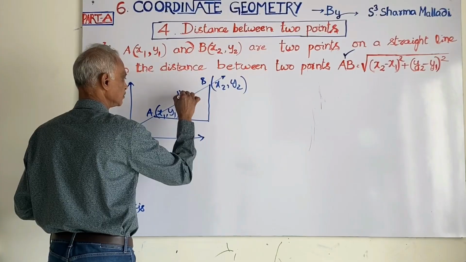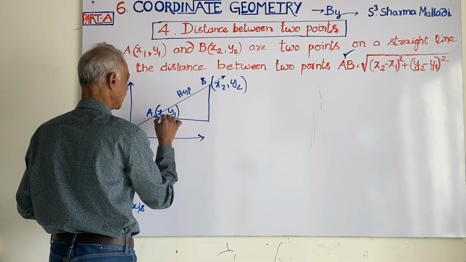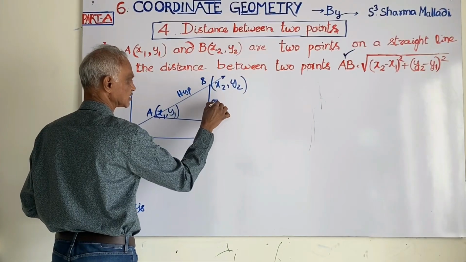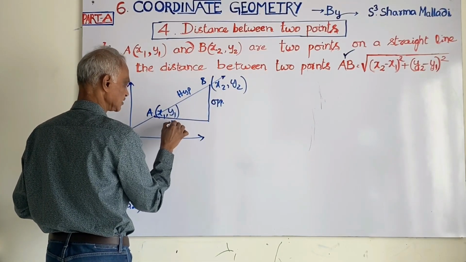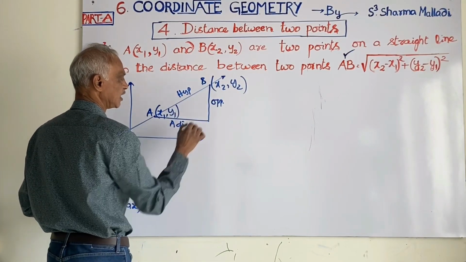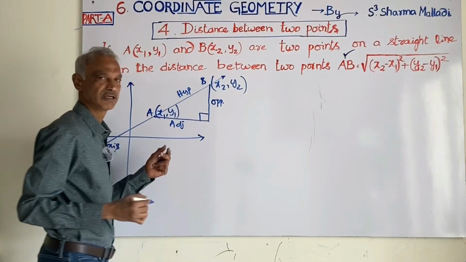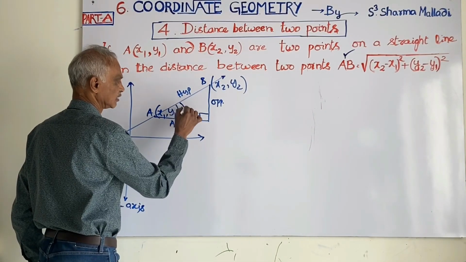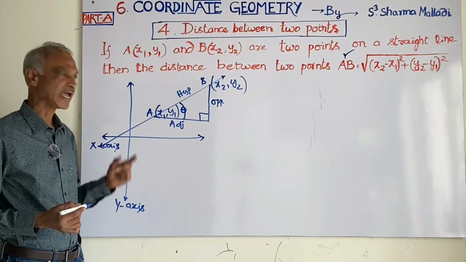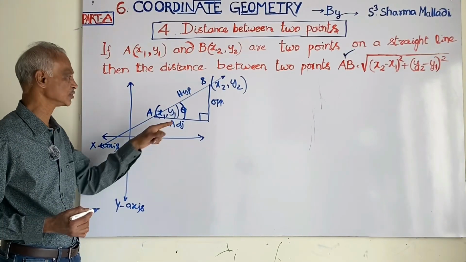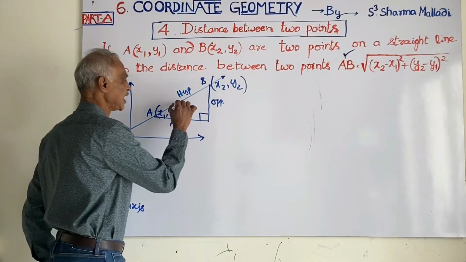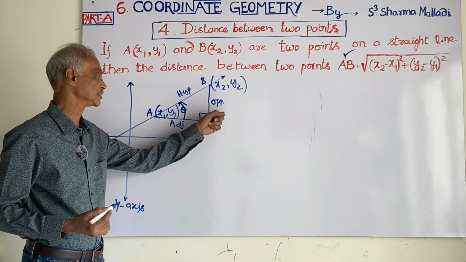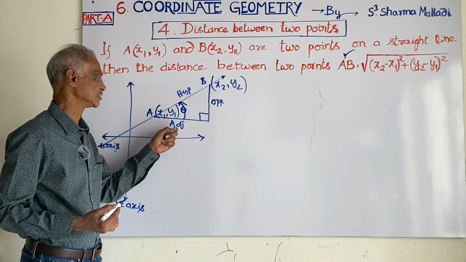This will be the hypotenuse. If you take this as theta, this is the opposite side and this is the adjacent side, and this is 90 degrees. Opposite to 90 degrees is the hypotenuse. This is angle theta, the angle made by this straight line with the positive direction of the x-axis in the anti-clockwise direction. Opposite to theta is the opposite side. Adjacent to theta is the adjacent side.